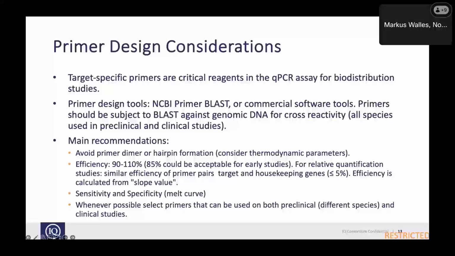These software tools should select primers that avoid dimerization and self-folding. The PCR efficiency should be between 90 and 110%, although as low as 85% could be acceptable for early studies. Ideally, there should be a similar PCR efficiency between the target amplification and a housekeeping gene in the relative quantification efforts. As for sensitivity and specificity, it can be assessed through the melt curves to ensure that only one PCR product is generated. Finally, it would be recommended that whenever possible, the primers are selected that can be used across preclinical and clinical studies.